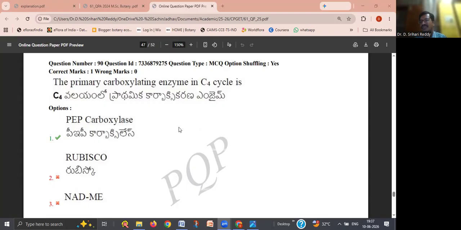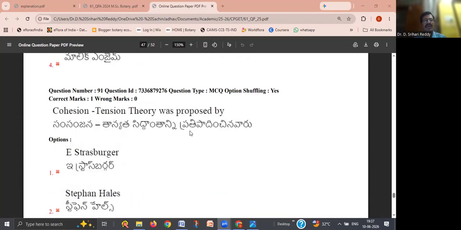The carboxylation reaction means taking the carbon dioxide. That is the first reaction. The enzyme that participates is called PEP carboxylase, phosphoenol pyruvate carboxylase. Okay, that is the answer. And cohesion tension theory was proposed by whom? Who proposed the cohesion tension theory?